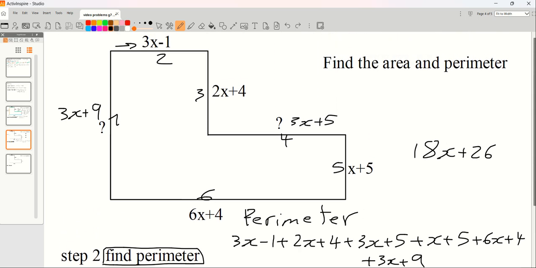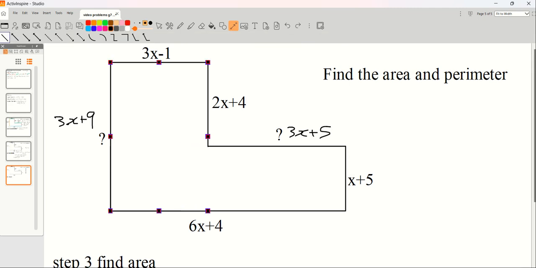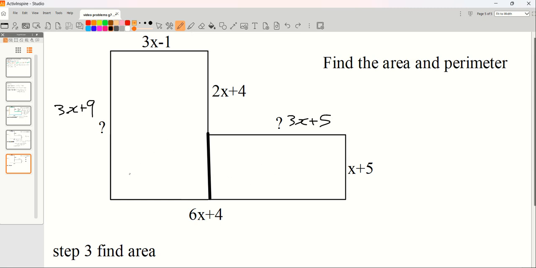Last up is my area. Now keep in mind, these values which we found earlier are going to be necessary right now. 3x plus 9 and 3x plus 5. This is 3x plus 5 and this is 3x plus 9. To find my area, the main thing I have to take into account is I need to separate my shape into two rectangles, or a rectangle with a square. One way or another, it doesn't matter, but I need to make this separation. Why? Because this separation is the trick to my question.